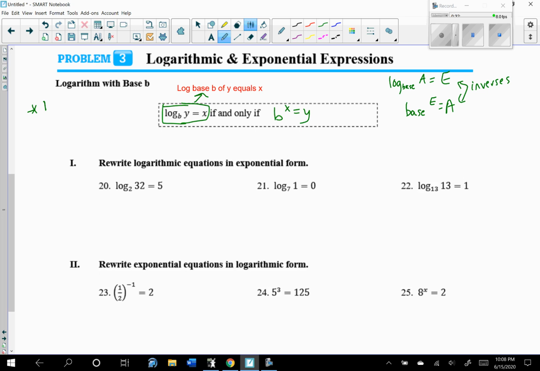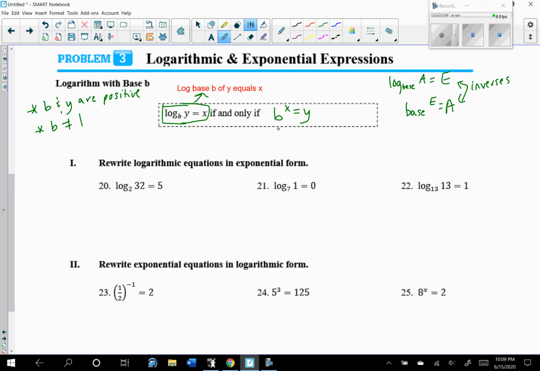But for this, b and y are always positive, and b cannot be equal to 1. And we'll talk more about that a little later. So if we want to rewrite this logarithmic expression in exponential form, you're going to use that rule that we have. So the base always stays the base. The answer to a log is the exponent. And the answer switches to the other side.